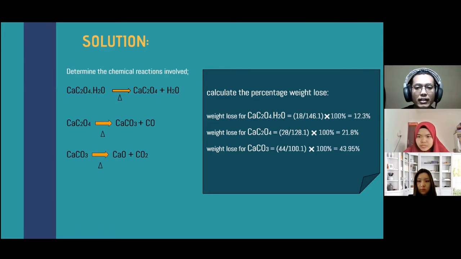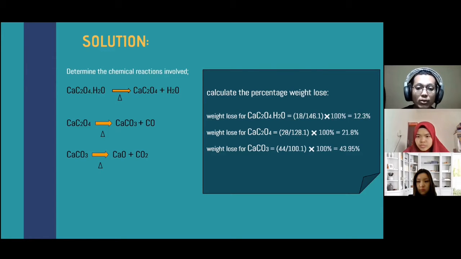So for the calculation of percentage weight loss for calcium oxalate monohydrate in the first stage, it is loss of water. So the molar mass of water will be divided by the molar mass of calcium oxalate monohydrate. So the value that we get is 12.3%. And then for weight loss for calcium oxalate, it is loss of carbon monoxide. So the carbon monoxide molar mass will be divided by the molar mass of calcium oxalate. So the value we get is 21.8%.